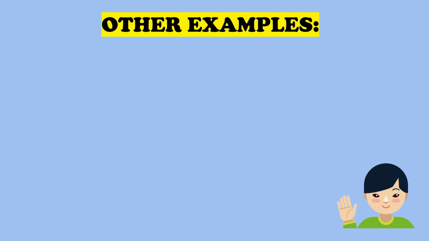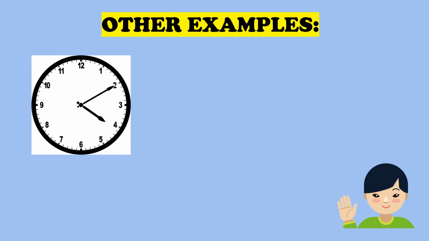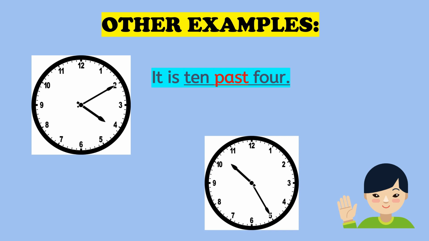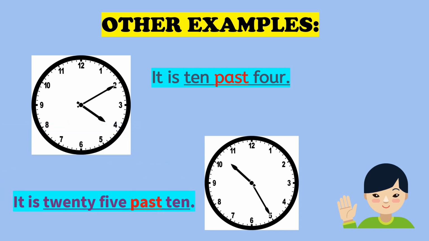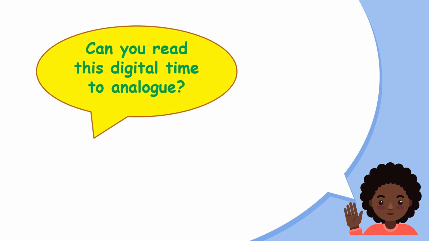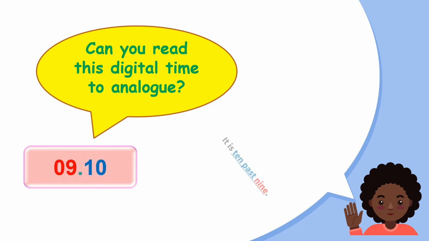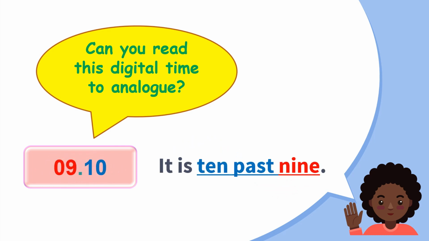Okay, we go to other examples of telling the time in past. Miss Dani, have you got the time? Okay, it is 10 past 4. Miss Dani, could you tell me the time? Yes, it is 25 past 10. Can you read this digital time to analog? It is 10 past 9.